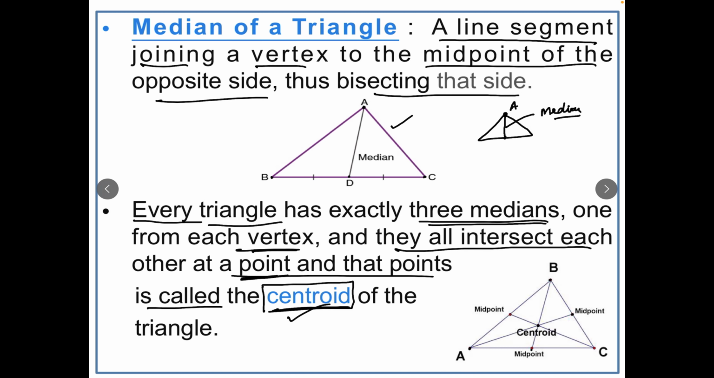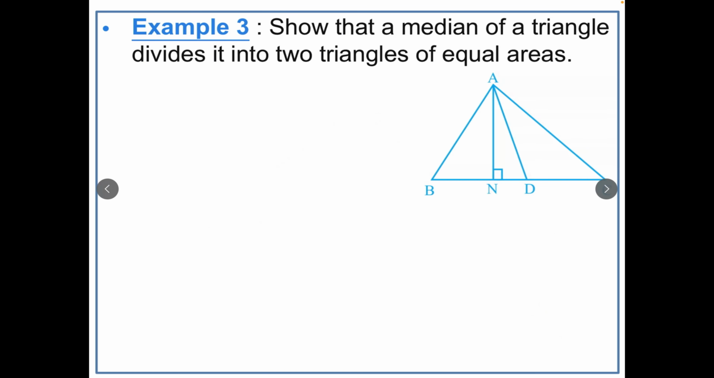Okay, now based on this we have a very important example which is given in your book. It's on page 161 in your NCERT textbook. Okay, this is a very important example. So the question is, show that a median of a triangle divides it into 2 triangles of equal area.